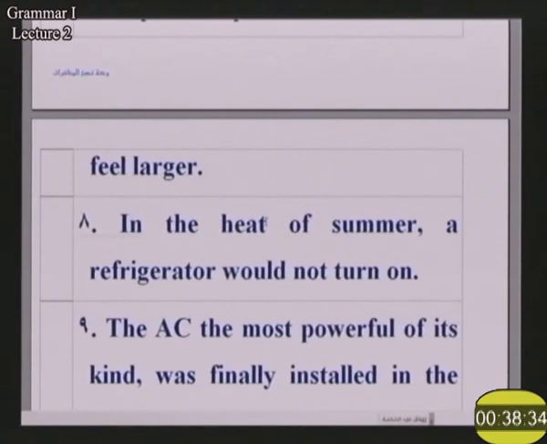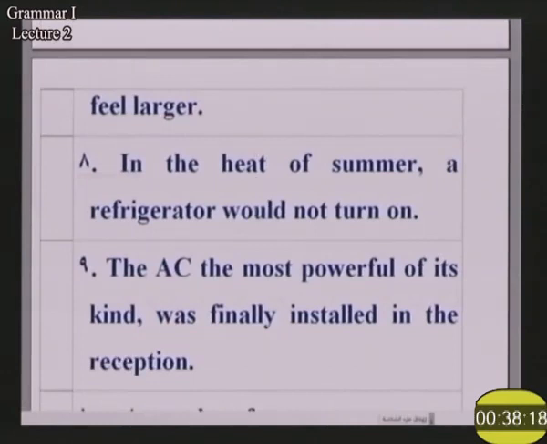A refrigerator would not turn on in the heat of the summer. In the heat of the summer is only a prepositional phrase. دي ملهاش دعوة بالأبوزيتيف. لكن الجملة The AC, قلنا AC اللي هي abbreviation for air conditioner. The AC, the most powerful of its kind, was finally installed in the reception. Was finally installed, أخيرا اتركب in the reception.